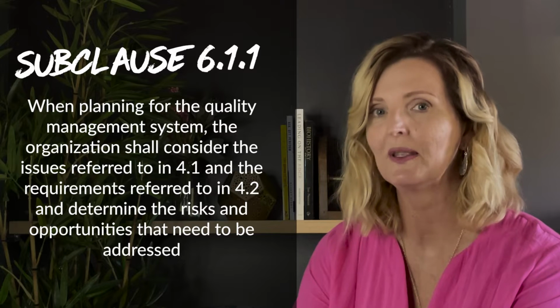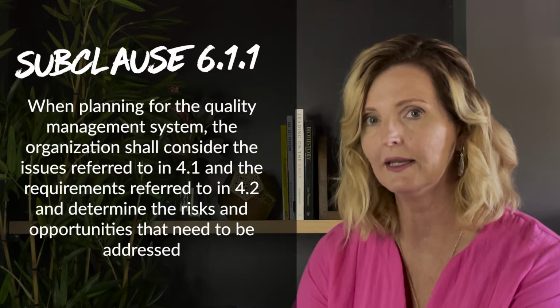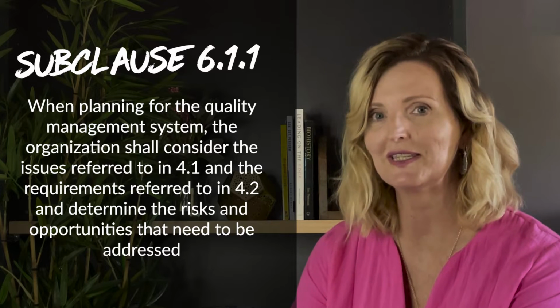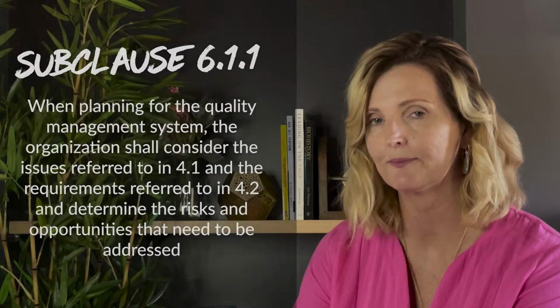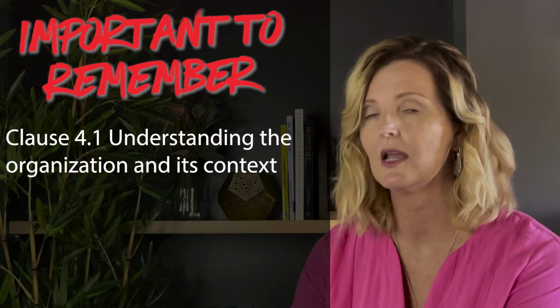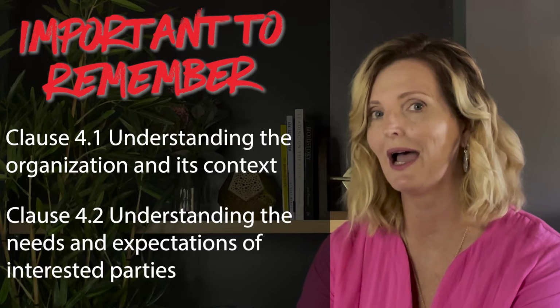The subclause 6.1.1 starts off with stating that when planning for the quality management system, the organisation shall consider the issues referred to in 4.1 and the requirements referred to in 4.2 and determine the risks and opportunities that need to be addressed. I want to reflect back on exactly what this statement is saying. What I do want to point out is that this is referring back to clause 4.1, understanding the organisation and its context, and clause 4.2, understanding the needs and expectations of interested parties.